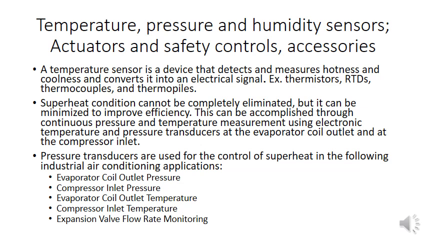Generally, this type of superheat condition is required to be avoided in industrial air conditioning applications. These are the points where we can measure pressure and temperature to avoid superheat: evaporator coil outlet pressure, compressor inlet pressure, evaporator coil outlet temperature, compressor inlet temperature, and expansion valve flow rate monitoring. Basically, two outlet and two inlet compressor and evaporator pressures and temperatures are required to be monitored continuously.